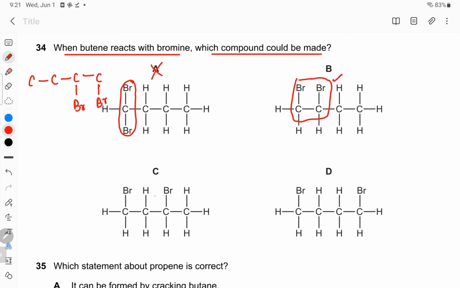But if you look at C and D, on C, where there is a double bond, the bromine is on alternate carbons, so that makes C wrong. And if we talk about D, these are on very distant positions, that makes D wrong as well. So we are left with one option only, that is B, and so B is the correct answer. Is this clear to everyone?